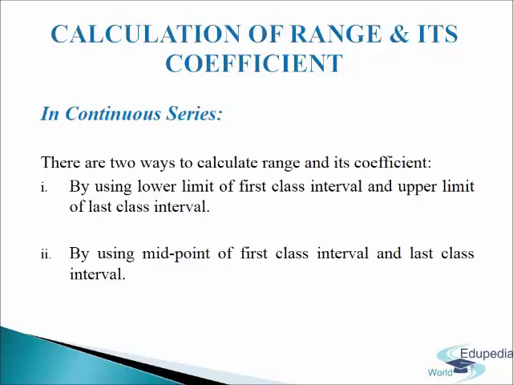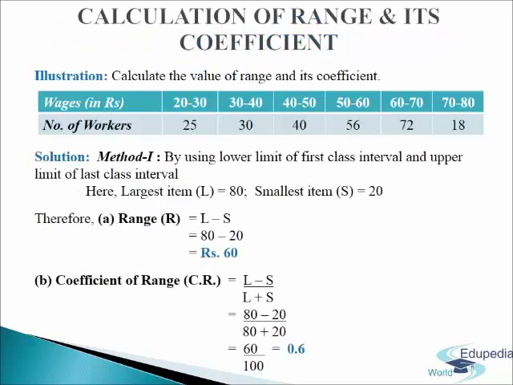There are two ways to calculate range and its coefficient. First, by using the lower limit of the first class interval and the upper limit of the last class interval. And second, by using midpoints of the first class interval and last class interval. We can use any one of these methods, but we will discuss both the methods in the coming slides. In this particular illustration, we have to calculate the value of range and its coefficient. We will discuss both the methods to calculate range and its coefficient in continuous series.